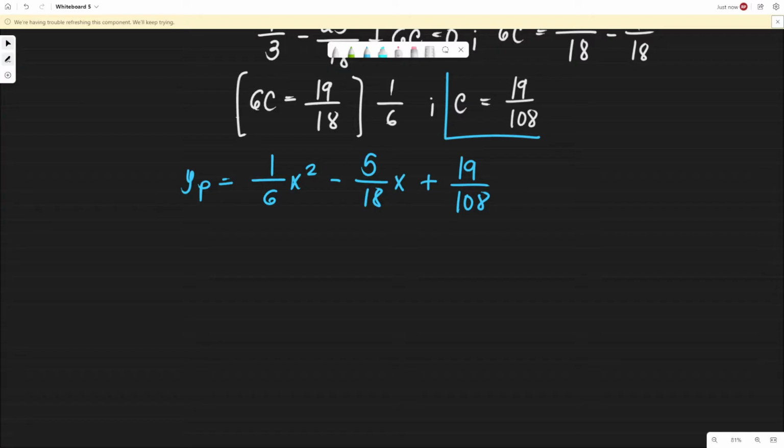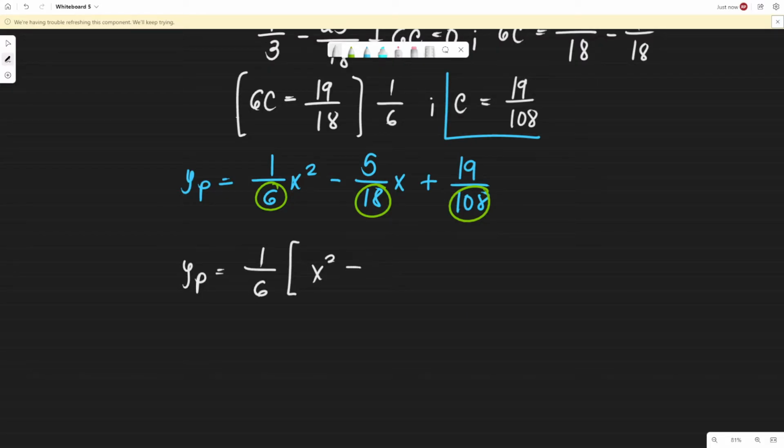No, so, wala naman na makakancel dito. So, kahit wala na kayong gawin. Okay, so, ayan. Wait lang. So, we have... Okay, so I can factor out 6 from the denominators. Since common factor naman nila is 6, no, so we have here YP is equivalent to 1 over 6 times x squared minus 5 over 3x plus 19 over 18.